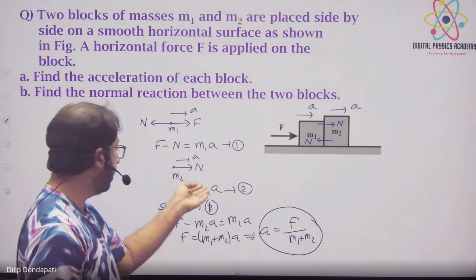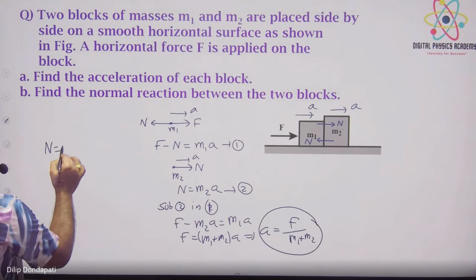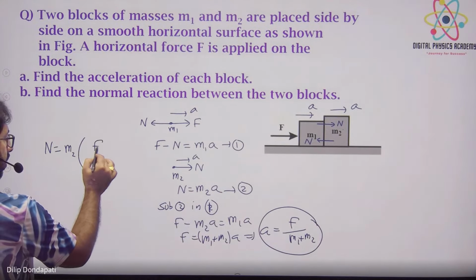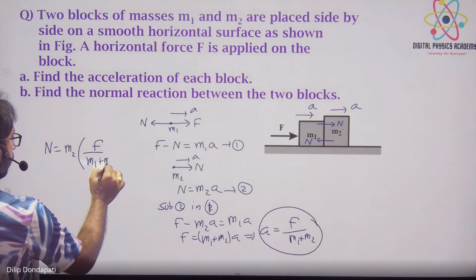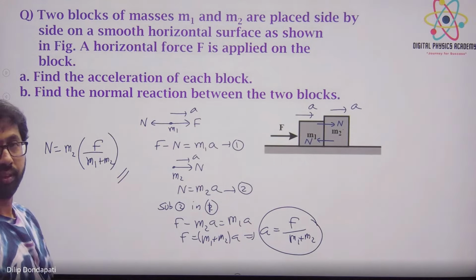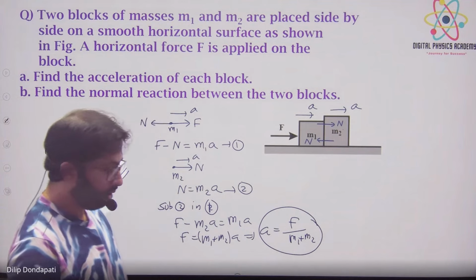Now substitute this in this. N is equal to how much? m2 into F by (m1 plus m2). This is the normal action. Understood?